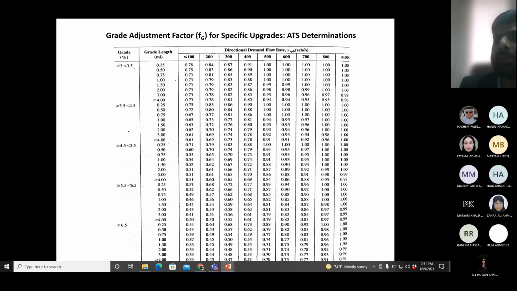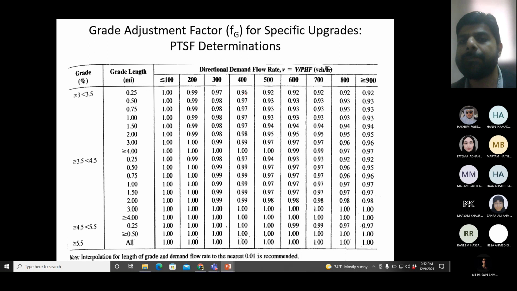If you have upward gradient and you want to calculate ATS, then you will use this table. In this table you need the value of gradient, the length of the gradient, and the flow rate again, volume upon peak hour factor, and you will get the value of FG from here. If you want to find FG for calculation of PTSF, the factor will be taken from here, and again you have the same parameters: gradient, length, and flow rate. So in all tables you need flow rate, volume upon peak hour factor.